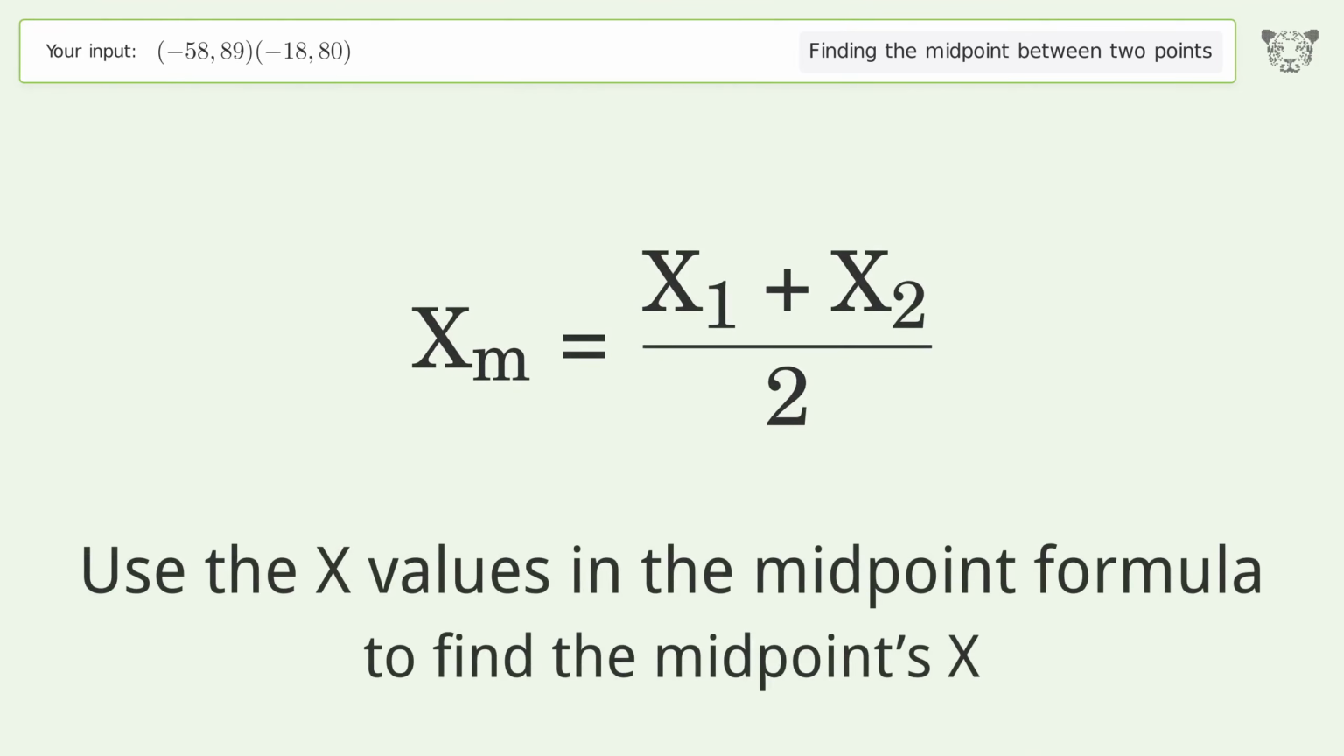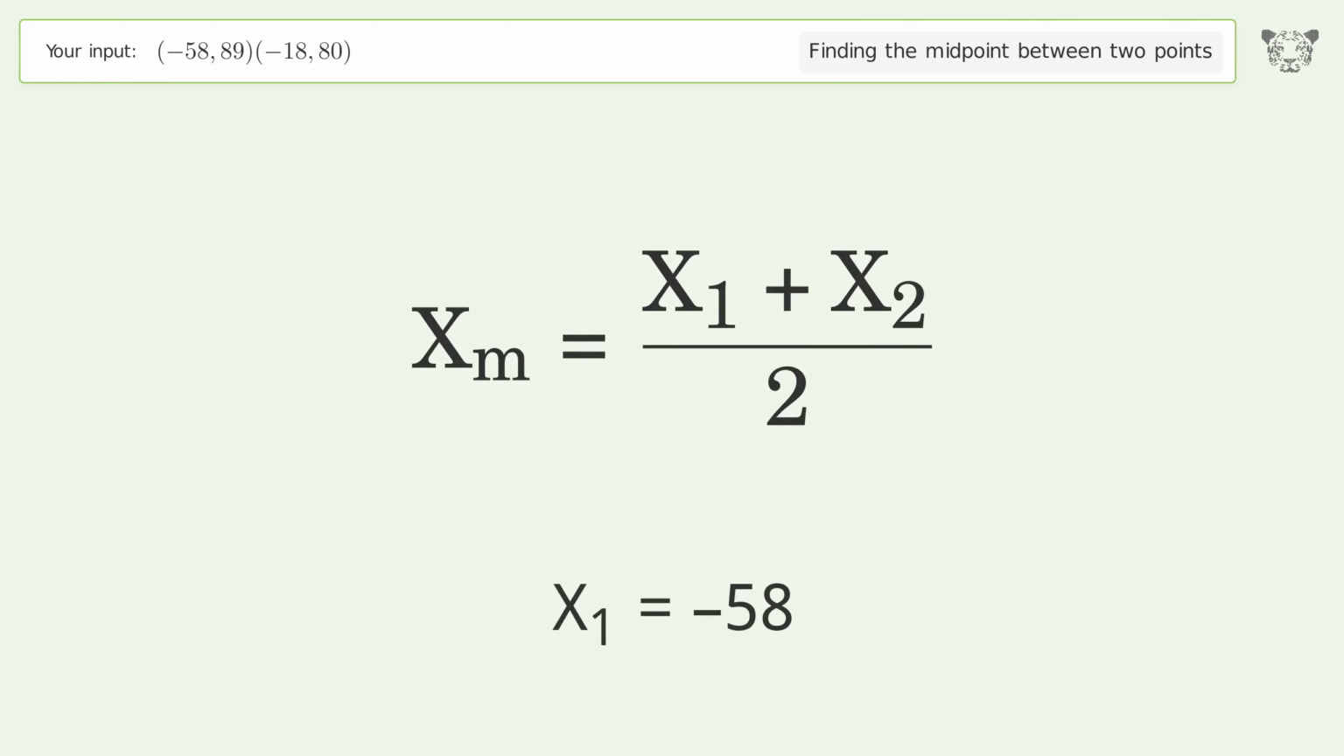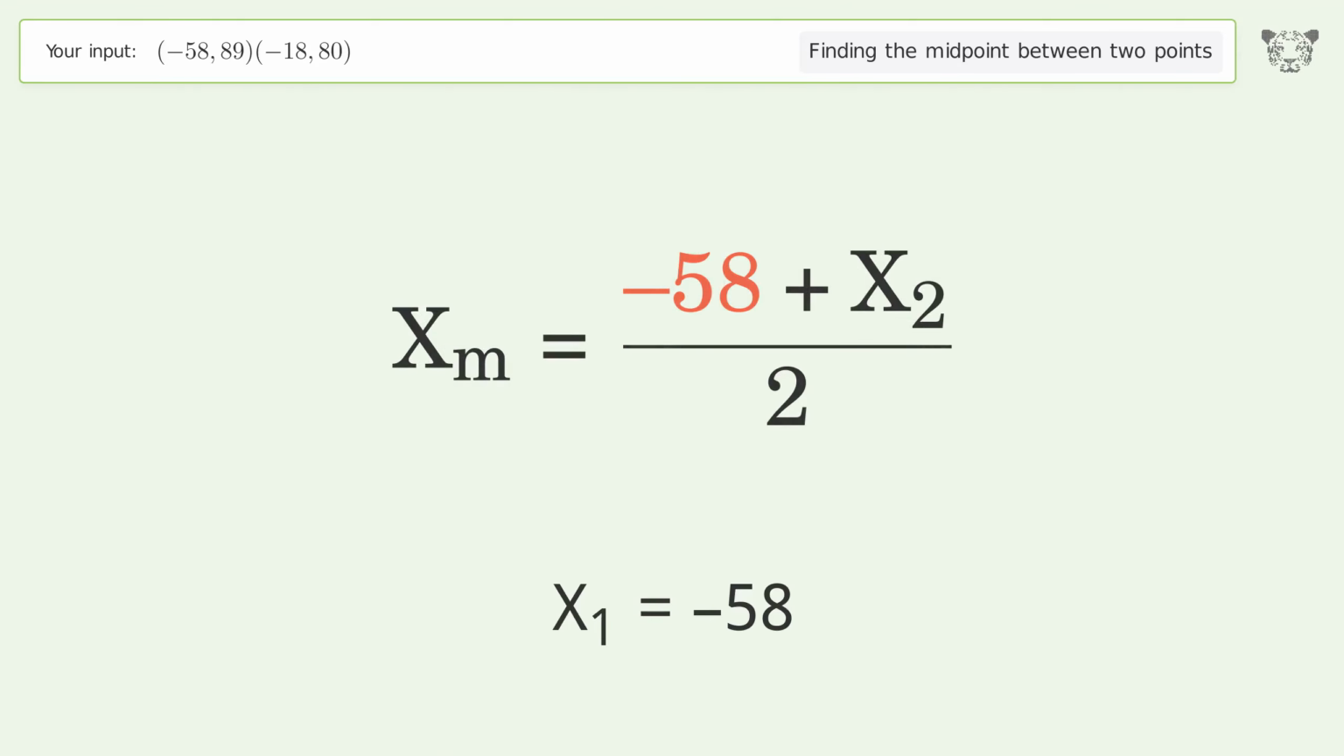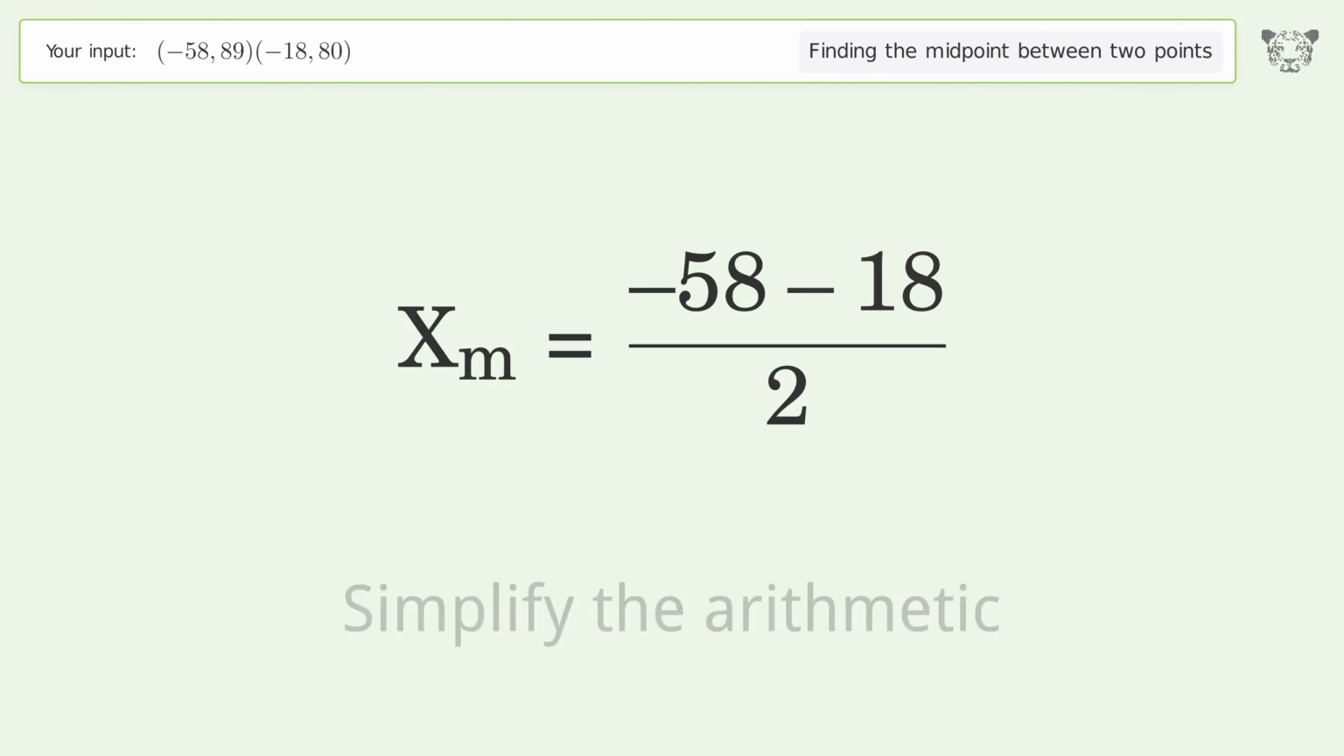Use the x values in the midpoint formula to find the midpoint's x. x1 equals -58. x2 equals -18. Simplify the arithmetic.